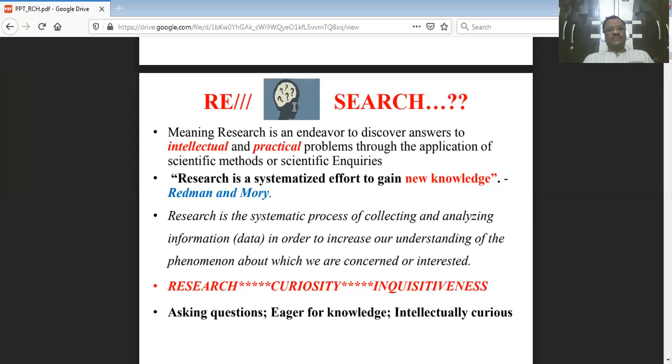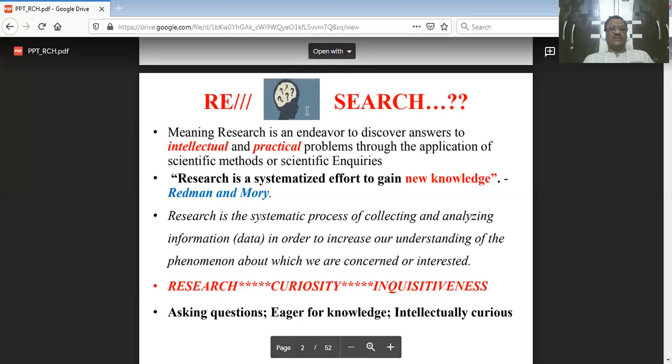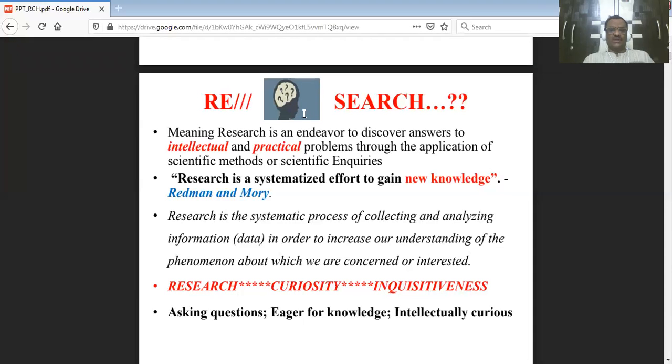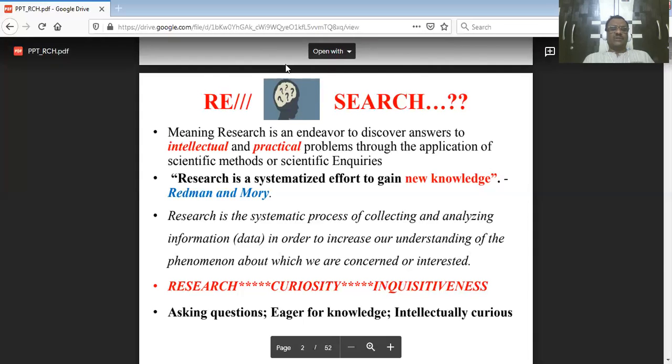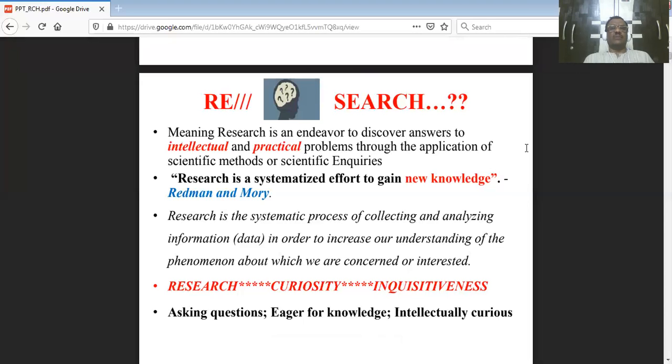And there exactly lie the requirements, the prerequisites to be a researcher. To be a researcher, one should be filled with anxiety, curiosity, and inquisitiveness to question, the eagerness for knowledge, the intellectual curiosity, and so on and so forth. And putting this question mark at the center of our study, I can say that the meaning of research is an endeavor to discover answers to intellectual and practical problems.